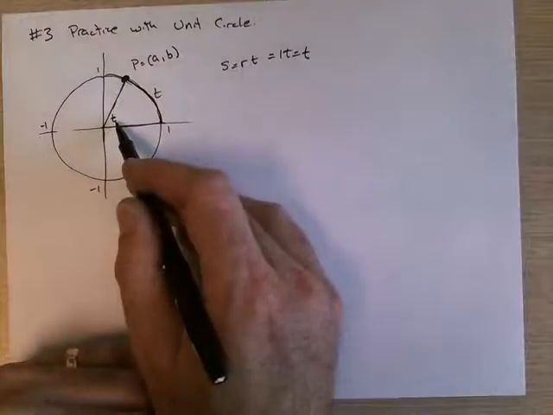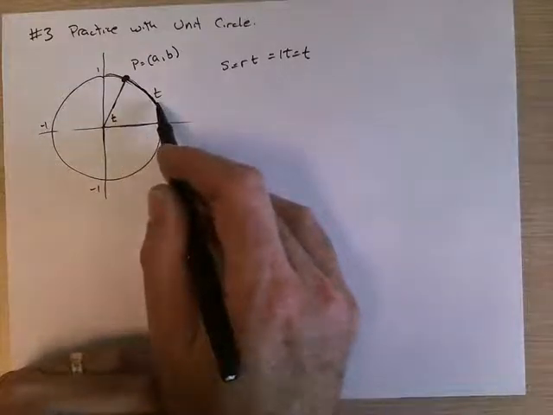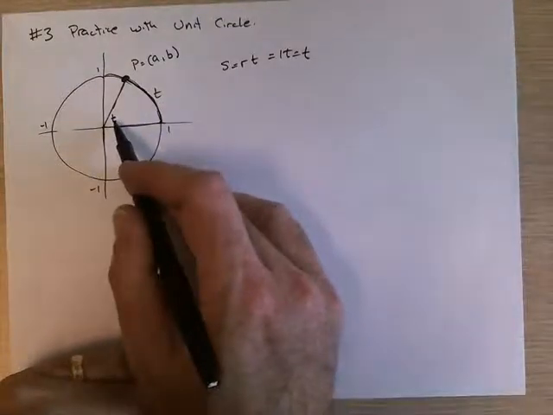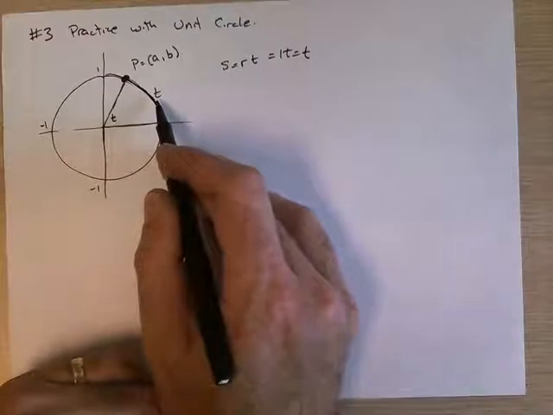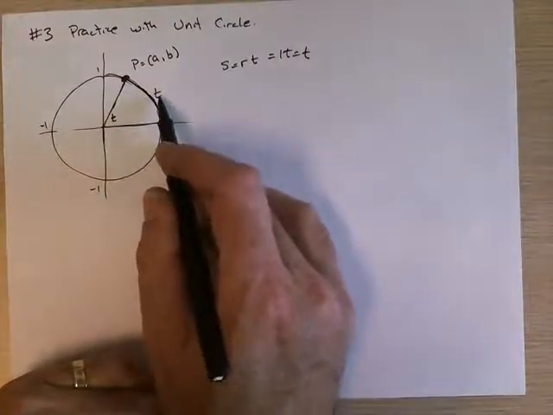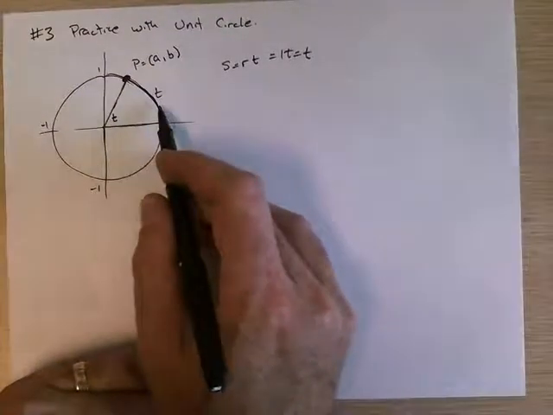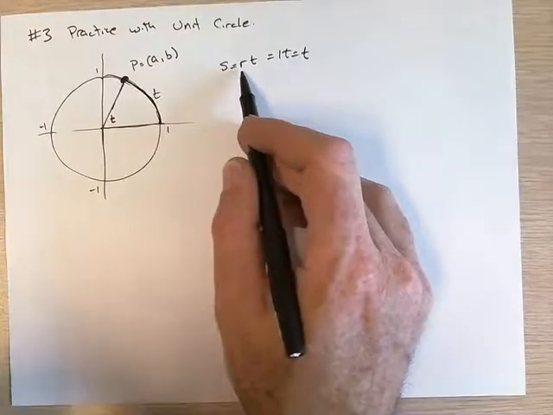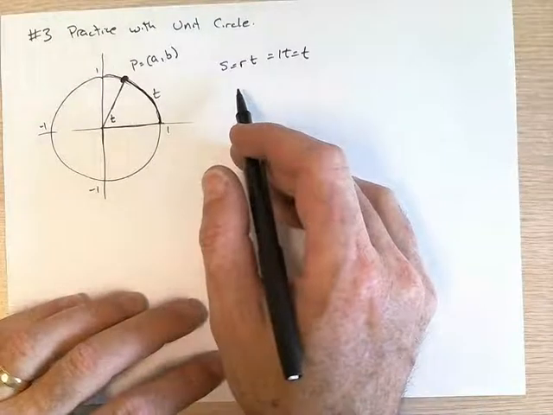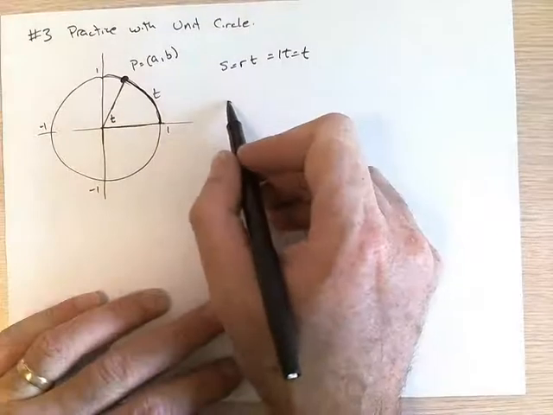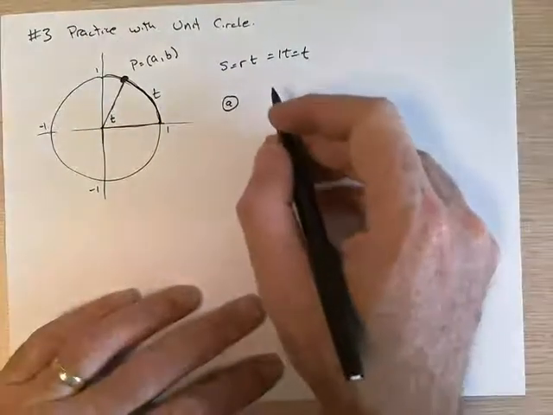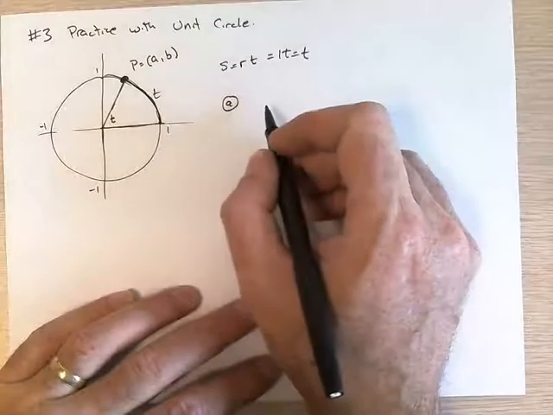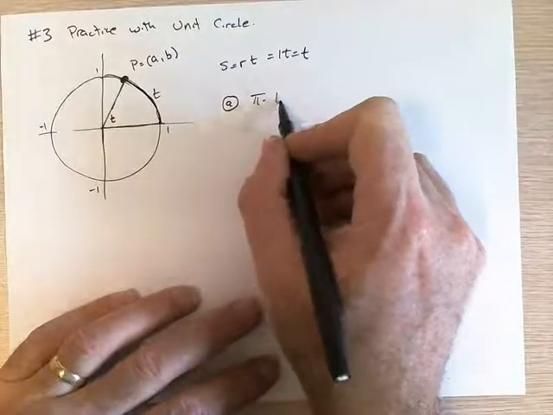If this is an angle of 4 radians, then this is an arc of length 4. This is pi over 2 radians, and that's a length of pi over 2. Whatever this number is, it's the same length. The radian measure and the length measure are the same because the radius is 1. So, part A of this problem asks you to find the point determined by pi minus t.